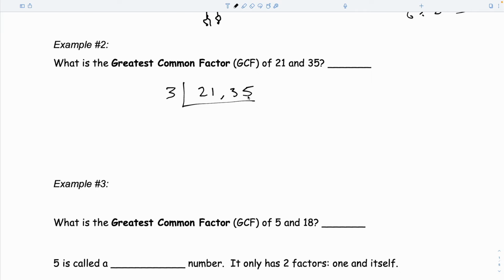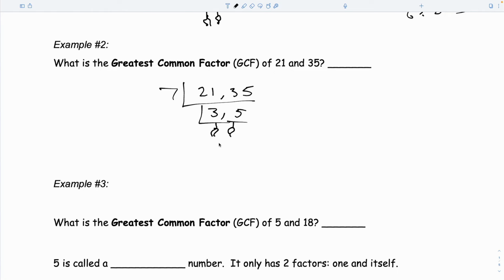3. Let's go 3. So we're going to divide 21 by 3. That's 7. 3 into 35 is, wait, does it work? No, it doesn't. 3 can't go into 35. It is 7, you're right. 7 goes into 21 3 times. 7 goes into 35 5 times. This time I don't have anything that goes into 3 and 5, so I'm going to pause there.